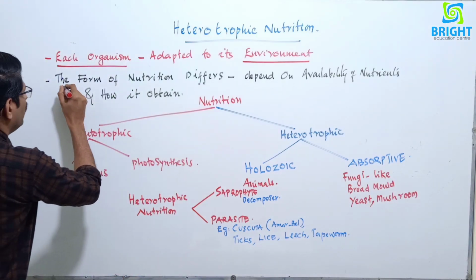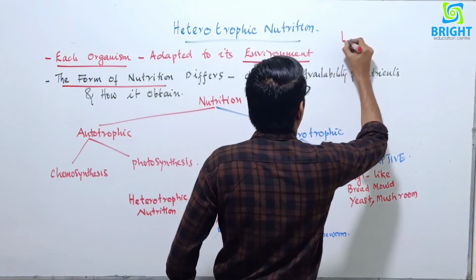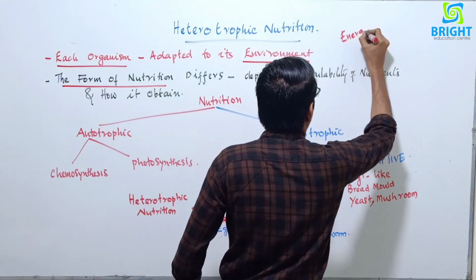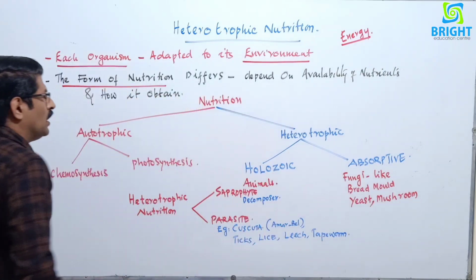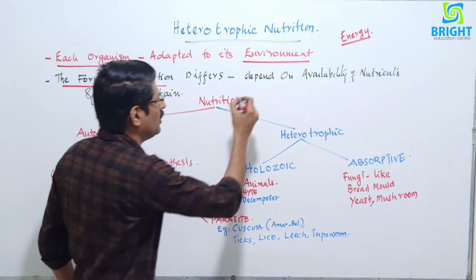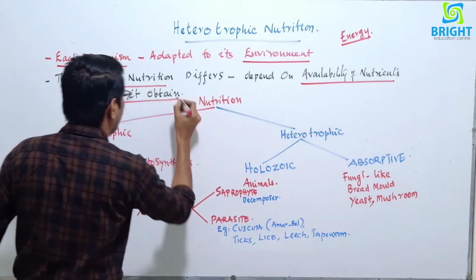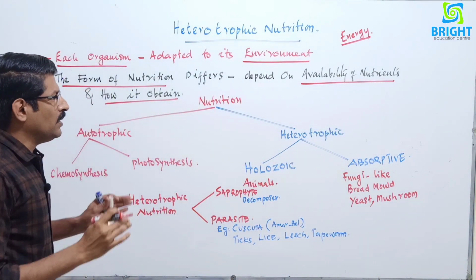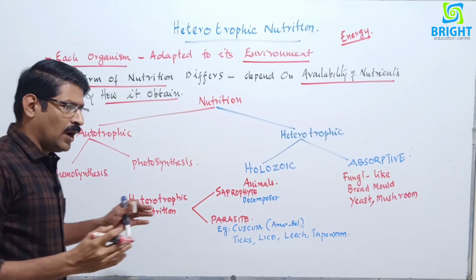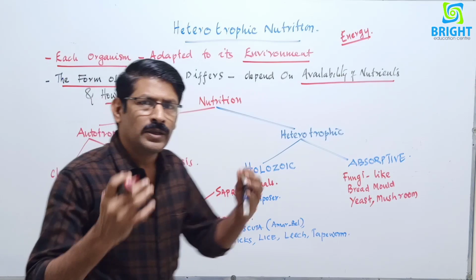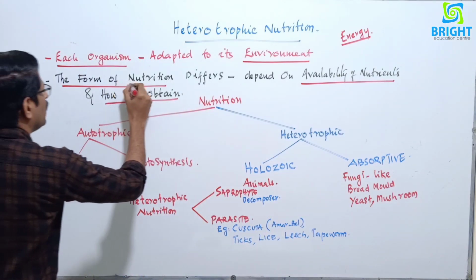And regarding the form of nutrition, each and every organism requires energy for its survival. So the form of nutrition differs depending on the availability of nutrition and how it is obtained. That is, which nutrients are available to the organism and how the nutrients are taken by the organism. On that basis, the form of nutrition is different.